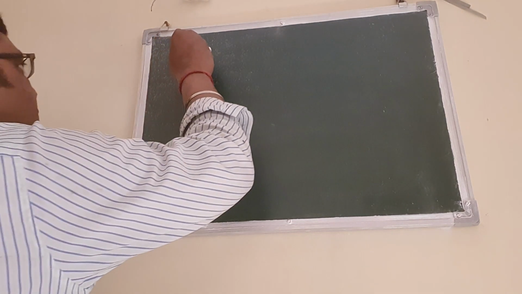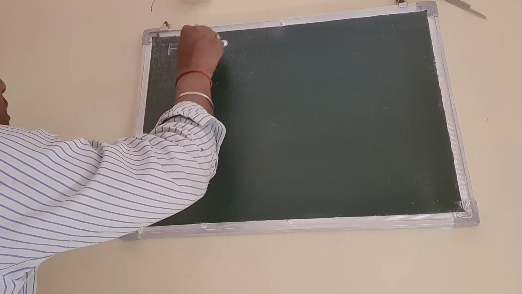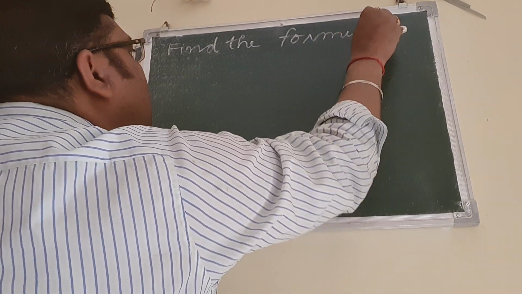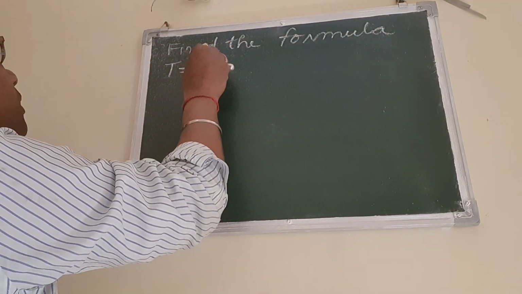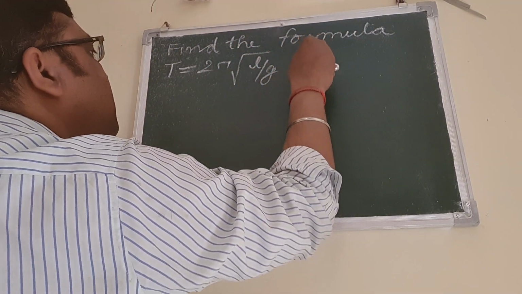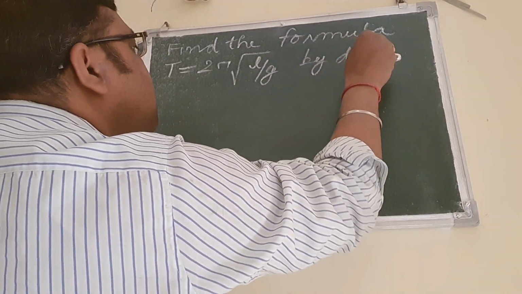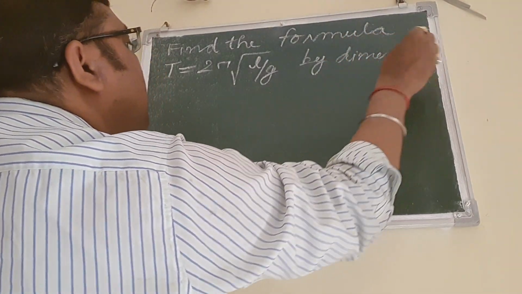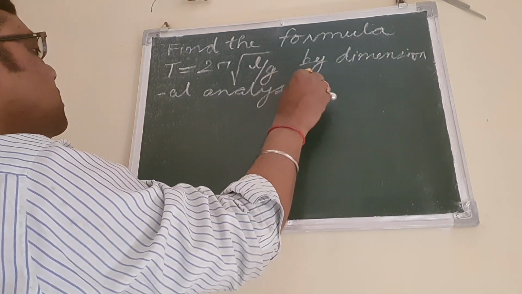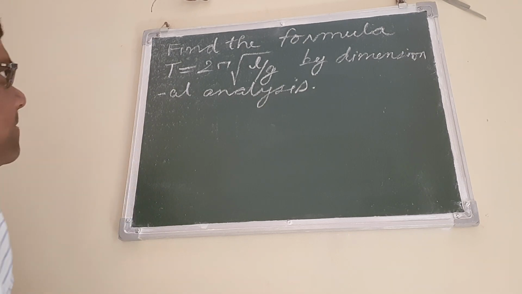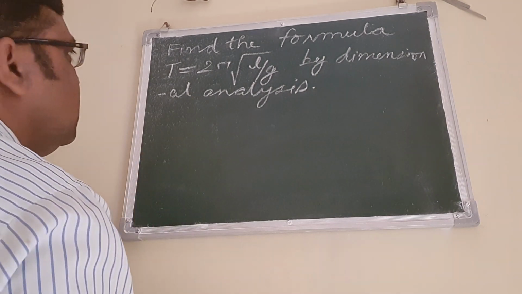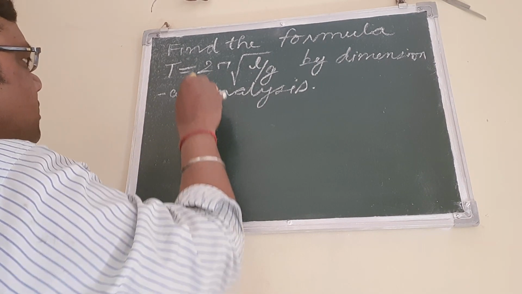Find the formula T equal to 2 pi root L by G by dimensional analysis. So this is our question. So we have to find it with the help of dimensions. So we are proceeding with the question.